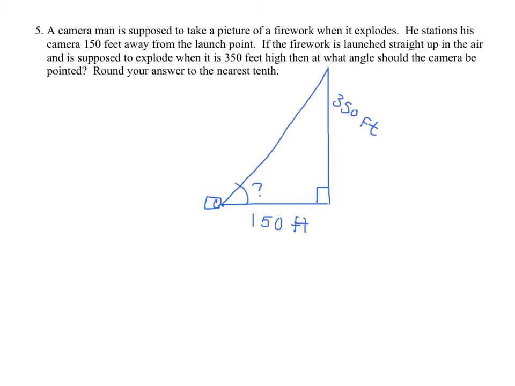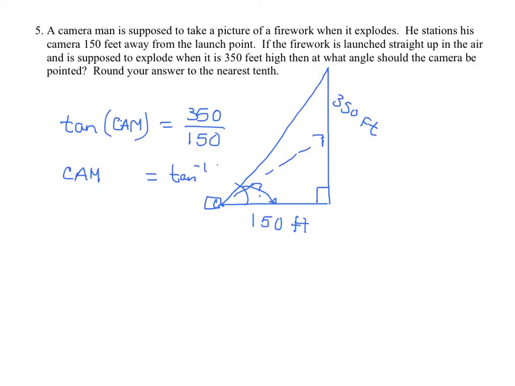Okay, so now we want to figure out the angle. So what we're going to do is we're going to say what trig function? Opposite over adjacent. So it's going to be the tangent of, well, let's call it angle cam. Good? The tangent of angle cam is equal to 350 divided by 150. Cool? So we're going to calculate that. So cam, that's your camera angle, is equal to the inverse tangent of 350 over 150. Cool?